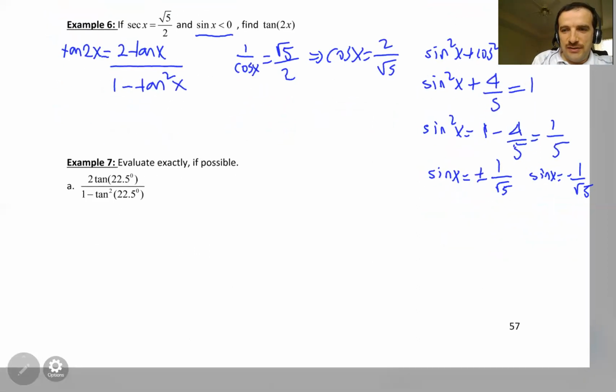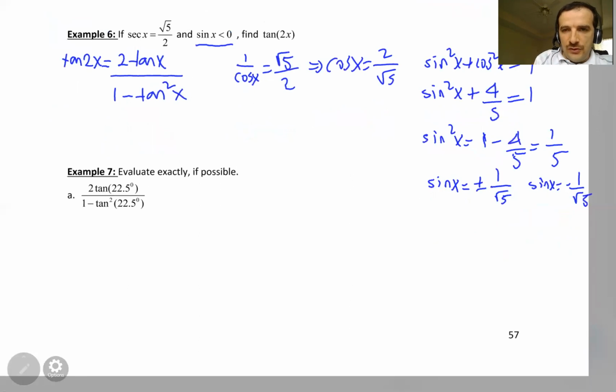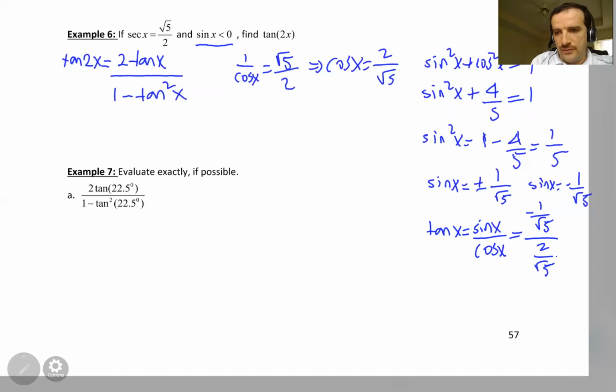Tangent is sine over cosine. And sine is negative 1 over root 5, and cosine is here, right? 2 over root 5. So I can simplify root 5, so I will get negative 1/2. Nice, we have a very nice tangent value, right? Tangent is negative 1/2. So now let's take this value and plug it in the formula here.